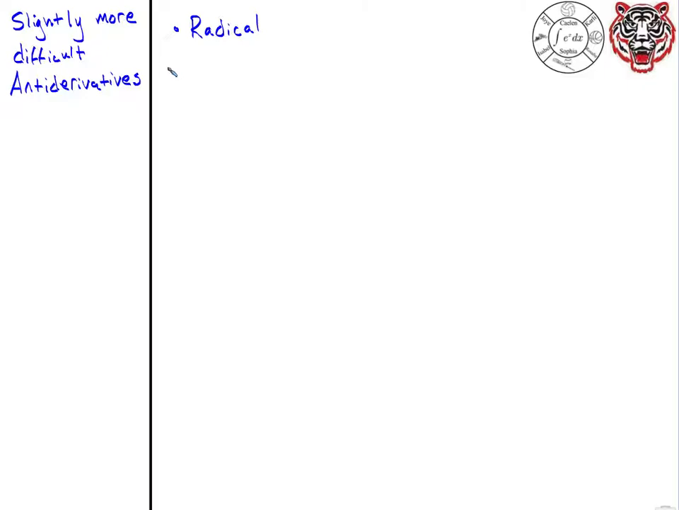So let's say I was taking the integral of, and I'm going to be super formal now, in parentheses, negative 2 square root of x. Radical is a fancy word for square root. And dx.